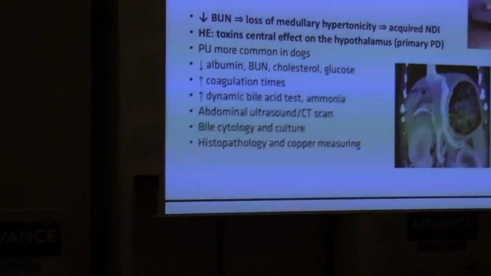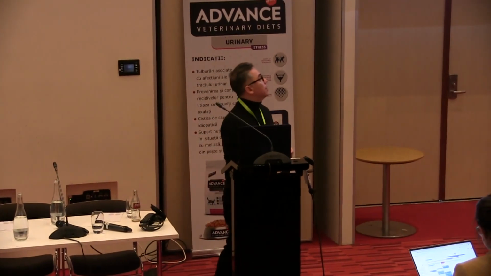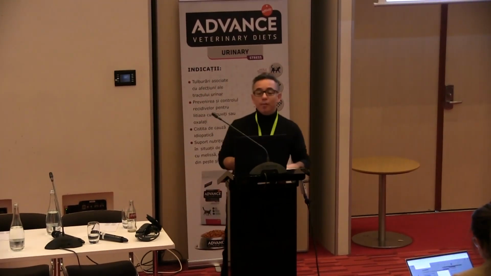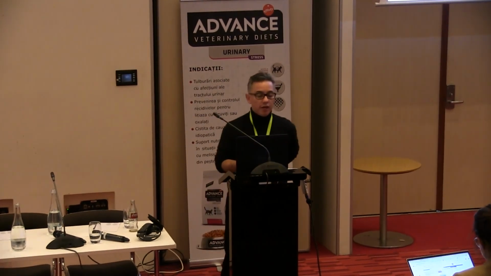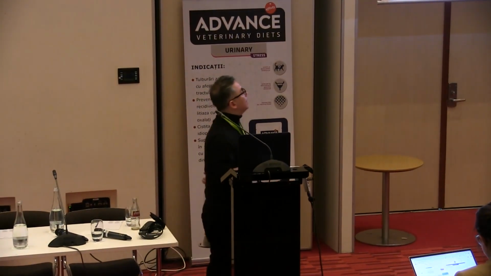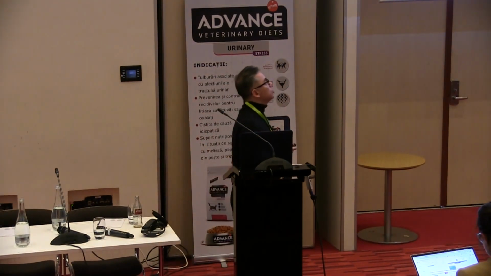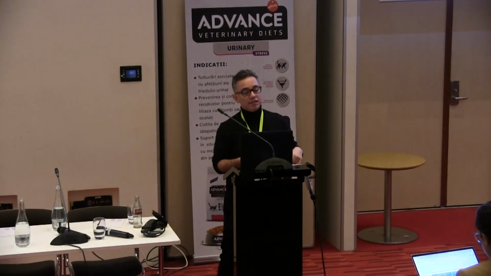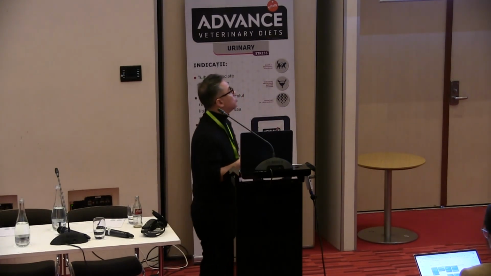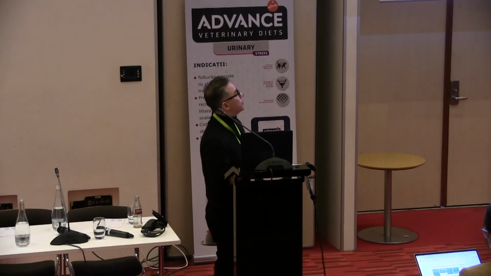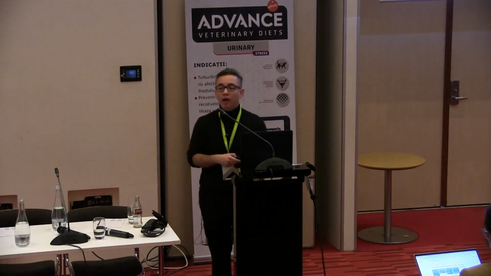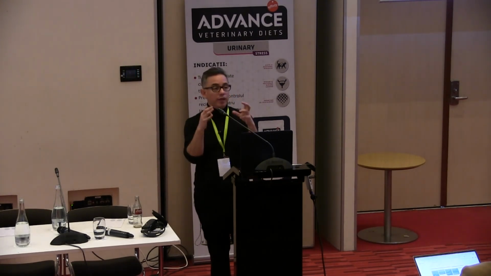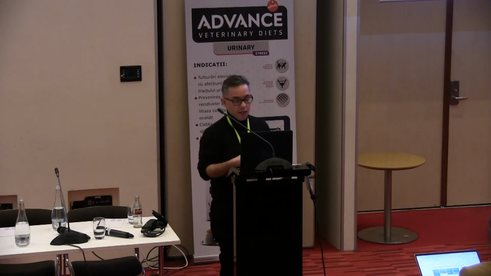Okay? What kind of test do you have to do in this patient with liver disease? Mainly the dynamic bile acid test, and measure the ammonia, if you can measure it in your clinic or hospital. And in many cats where you suspect cholangitis, we mainly obtain bile cytology, liver cytology and culture of the bile. Okay? And in patients with liver disease, dogs mainly, and some cats, I prefer to do histopathology, measuring the copper, and do a mix of bile with tissue to send for culture and sensitivity.